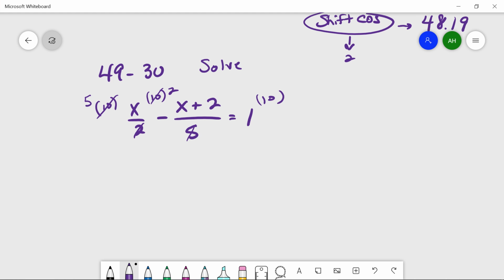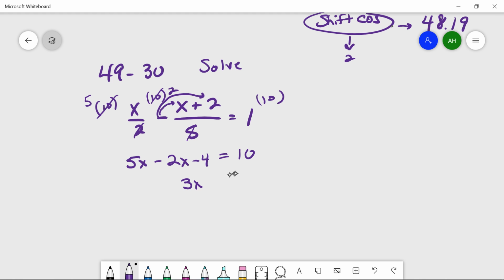Now 5 times x gives me 5x. This negative sign is an important thing. It applies to the x, and this negative sign applies to the 2. So 2 times negative x gives me negative 2x, and 2 times negative 2 gives me negative 4. Over here, 1 times 10 is 10. Now 5x minus 2x gives me 3x.